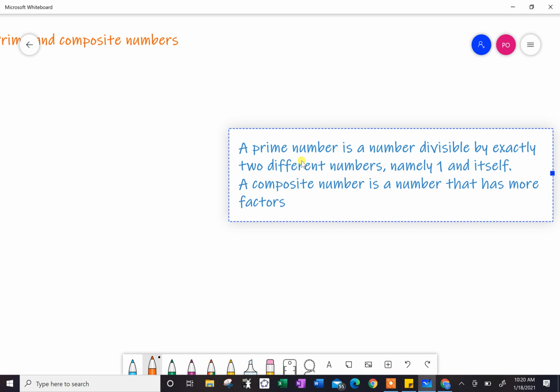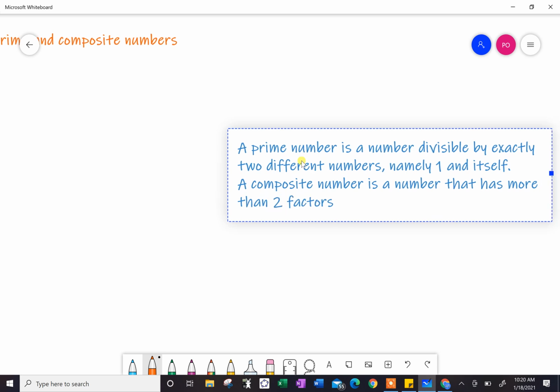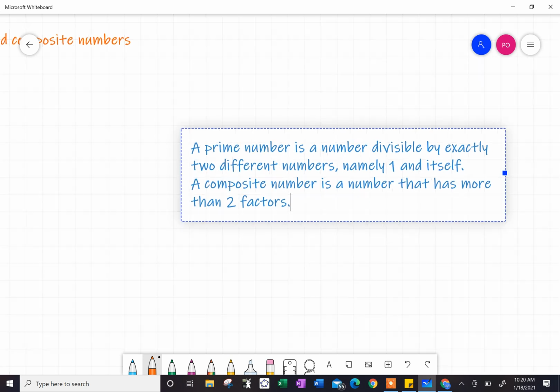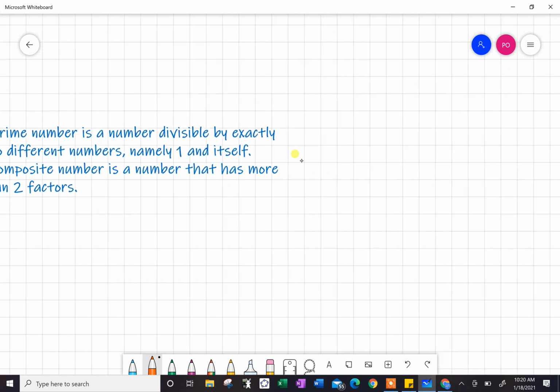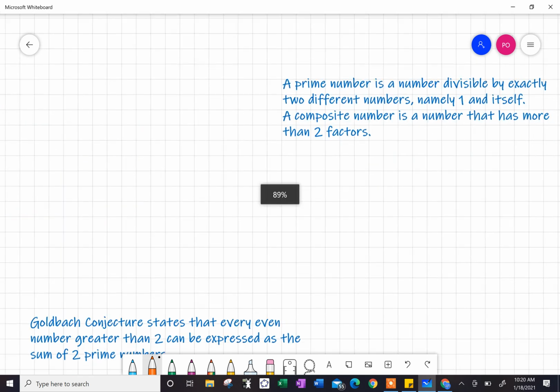A composite number is a number that has more than 2 factors. And I'm going to use that word factors in a minute. So let's take a quick look at the first few numbers that we know.